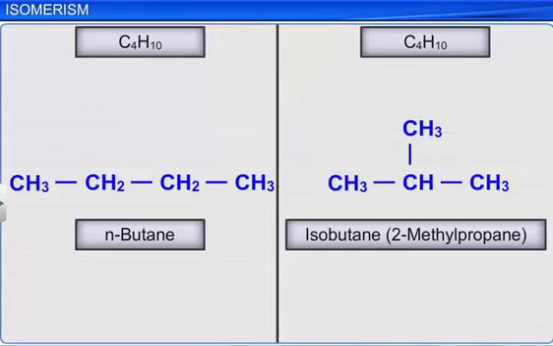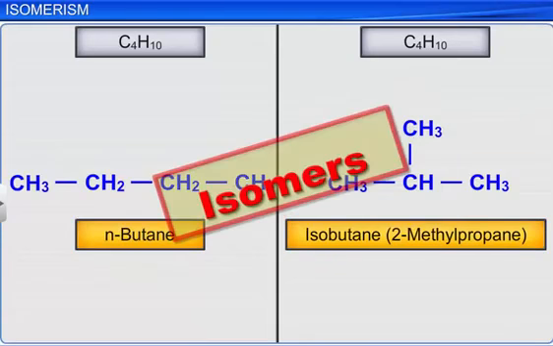The phenomenon of existence of two or more compounds with the same molecular formula but with different properties is known as isomerism, and the compounds are called isomers. Thus, N-butane and isobutane are isomers.